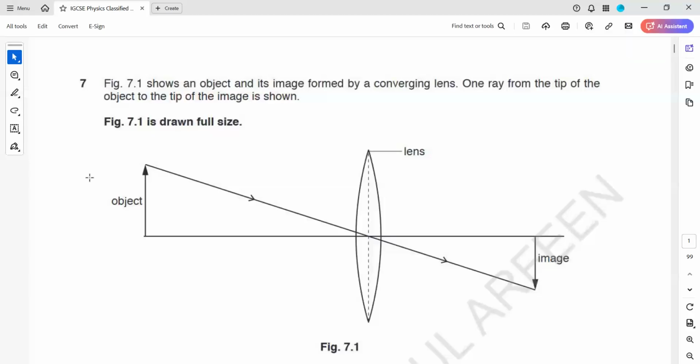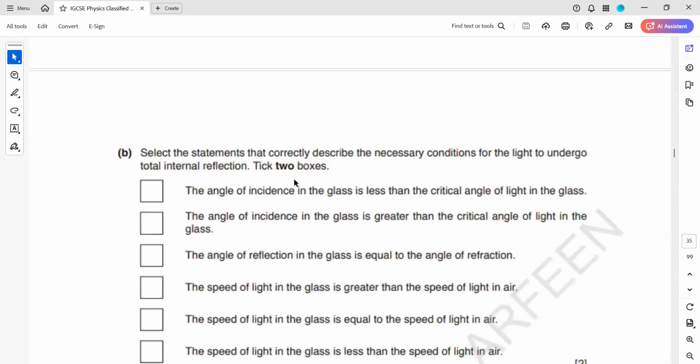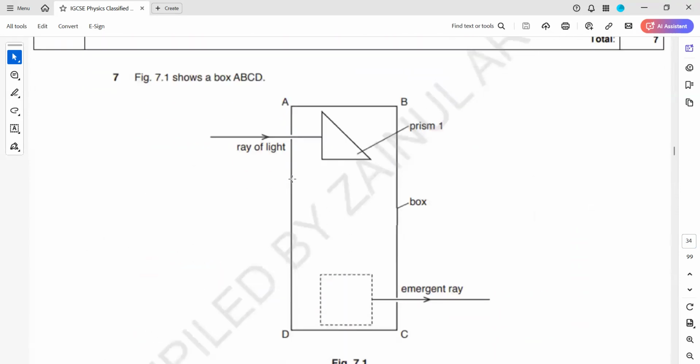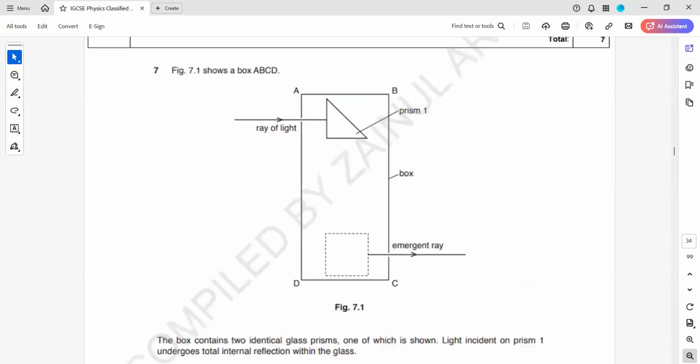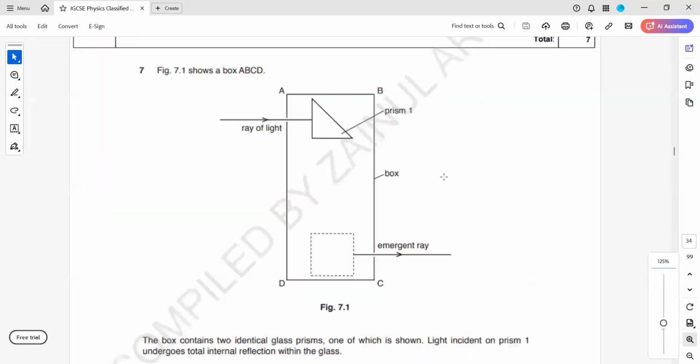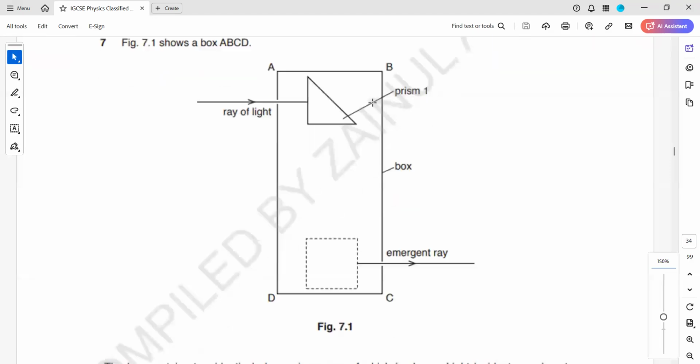So this is a classified paper 4 question related to the topic waves, block 3. We'll start with page 35, pages 34 and 35. Page 34, figure 7.1 shows a box ABCD, as you can see the outline of the box.